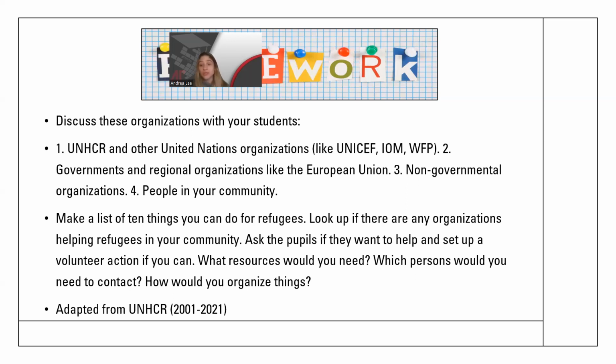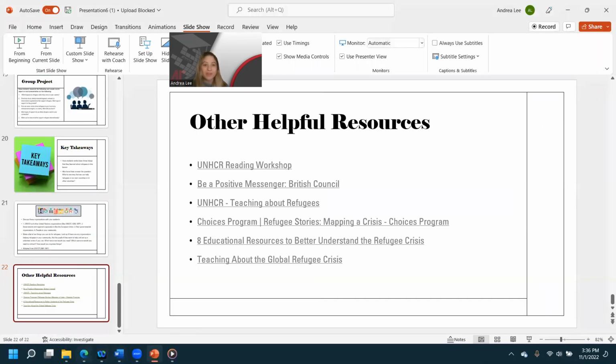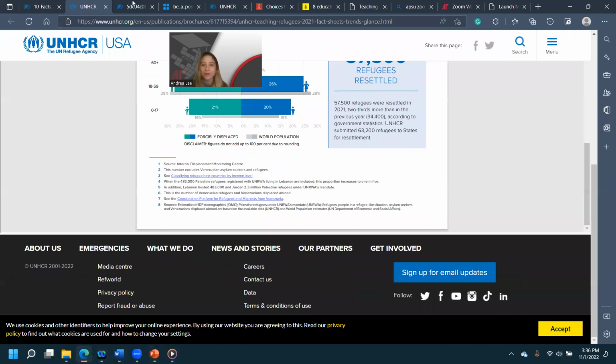What resources would you need? Which persons would you need to contact? And how could you organize things? And you can modify this. This is just a suggestion for a homework assignment. And then finally, there are loads of other resources. I know we're kind of limited with our time, but there's a UNHCR reading workshop, Be a Positive Messenger from the British Council. And I'm just going to show some of these to you briefly. And if you want to explore them more later, you can.